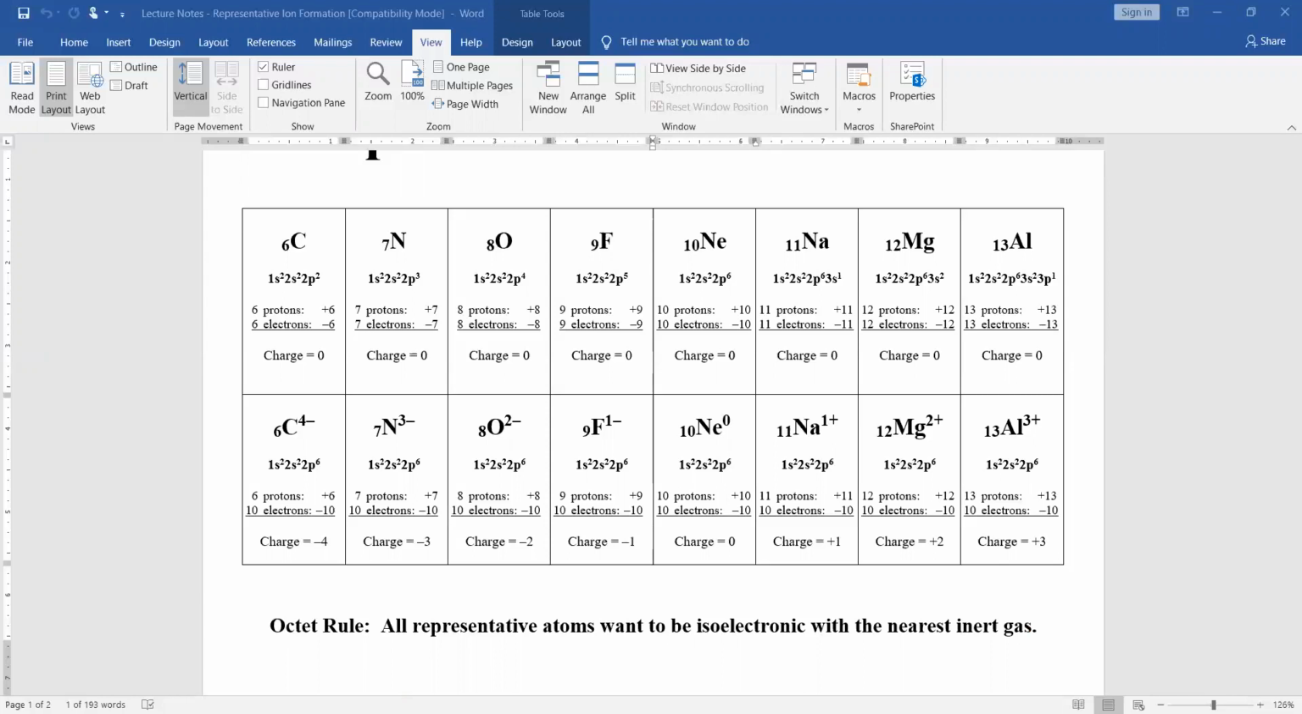First off, all representative. So representative, we're only talking about S and P block. We're only talking about S and P block. Want to be isoelectronic. In other words, same number of electrons. So atoms in S and P block want to have the same number of electrons as the nearest inert gas. You guys can see my cursor there, right?